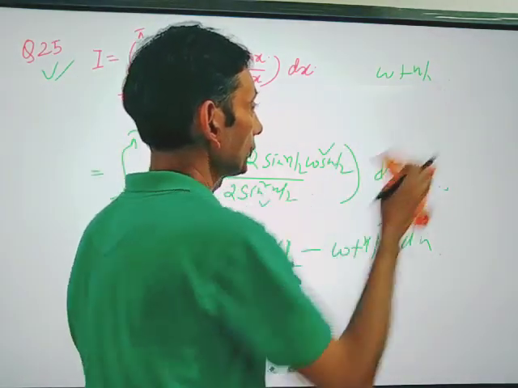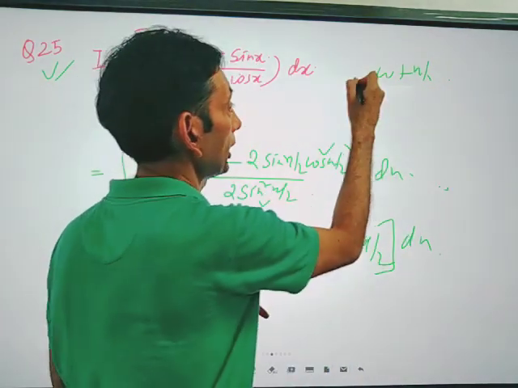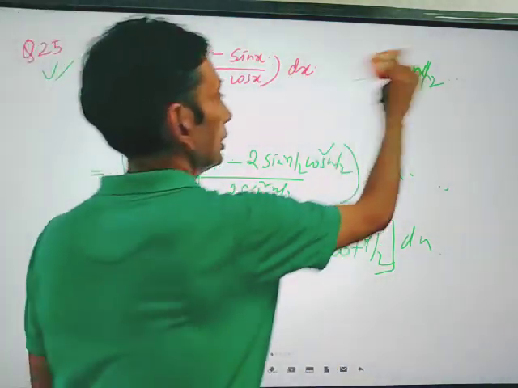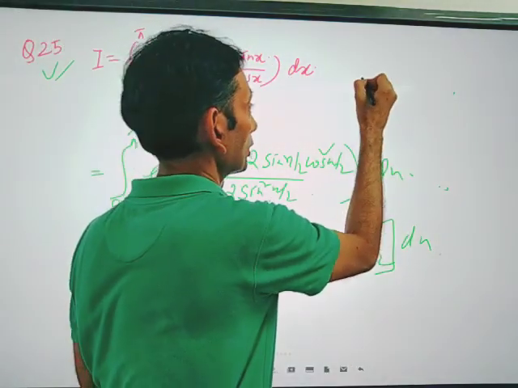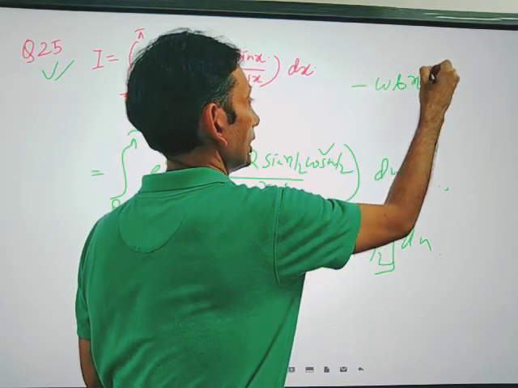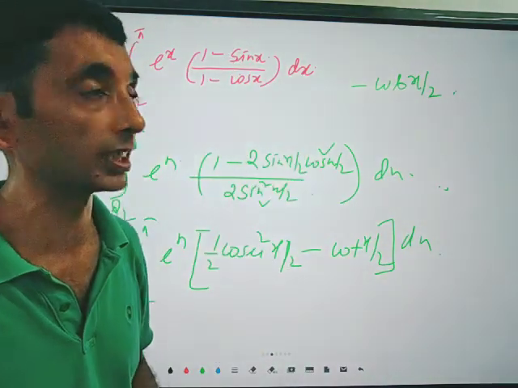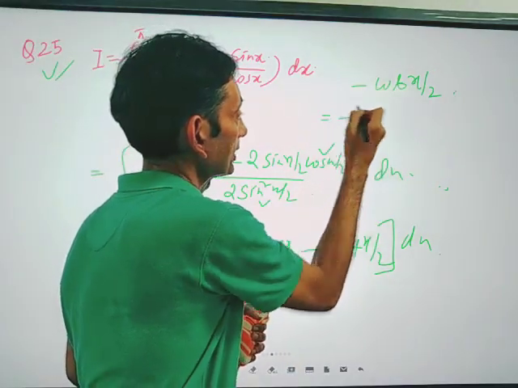Now here, if we consider minus cot x by 2 as f x, that is, if we consider minus cot x by 2 as our f x, now if we differentiate this, so minus is there.